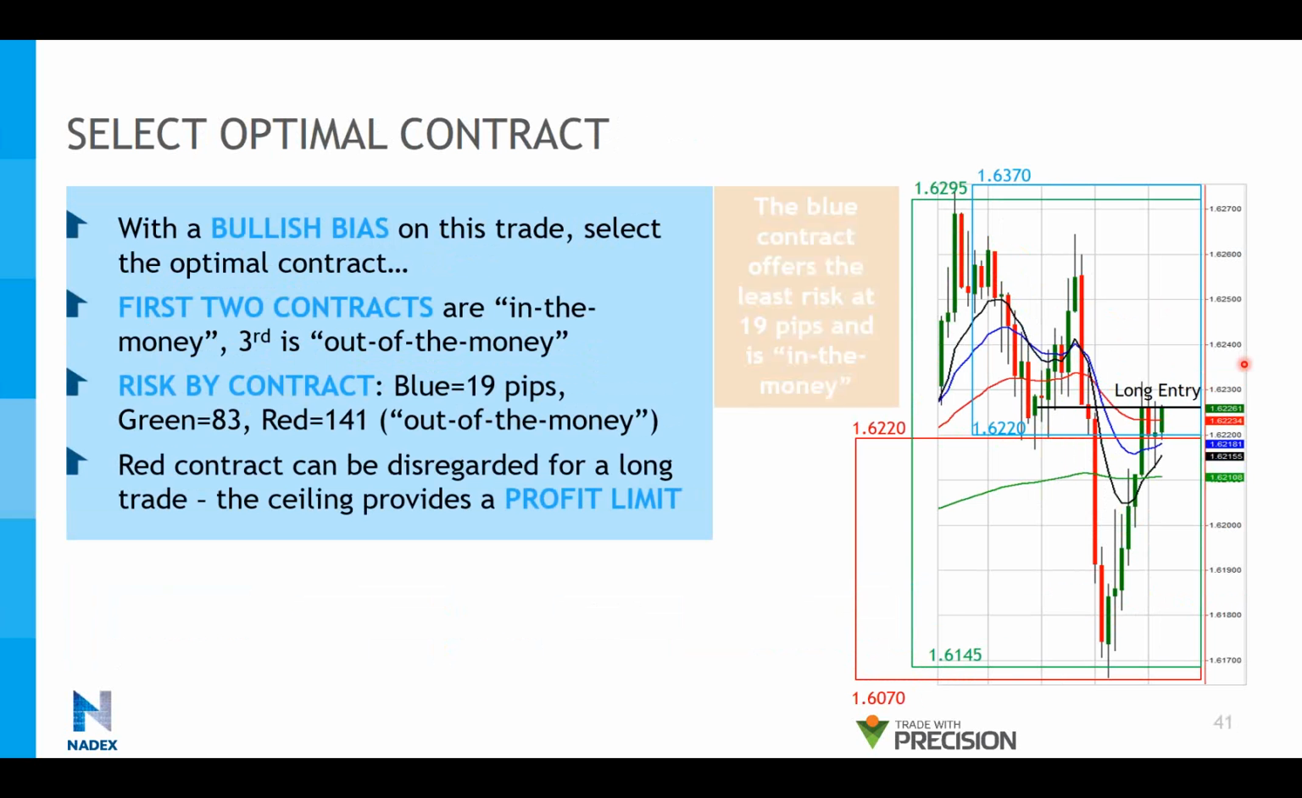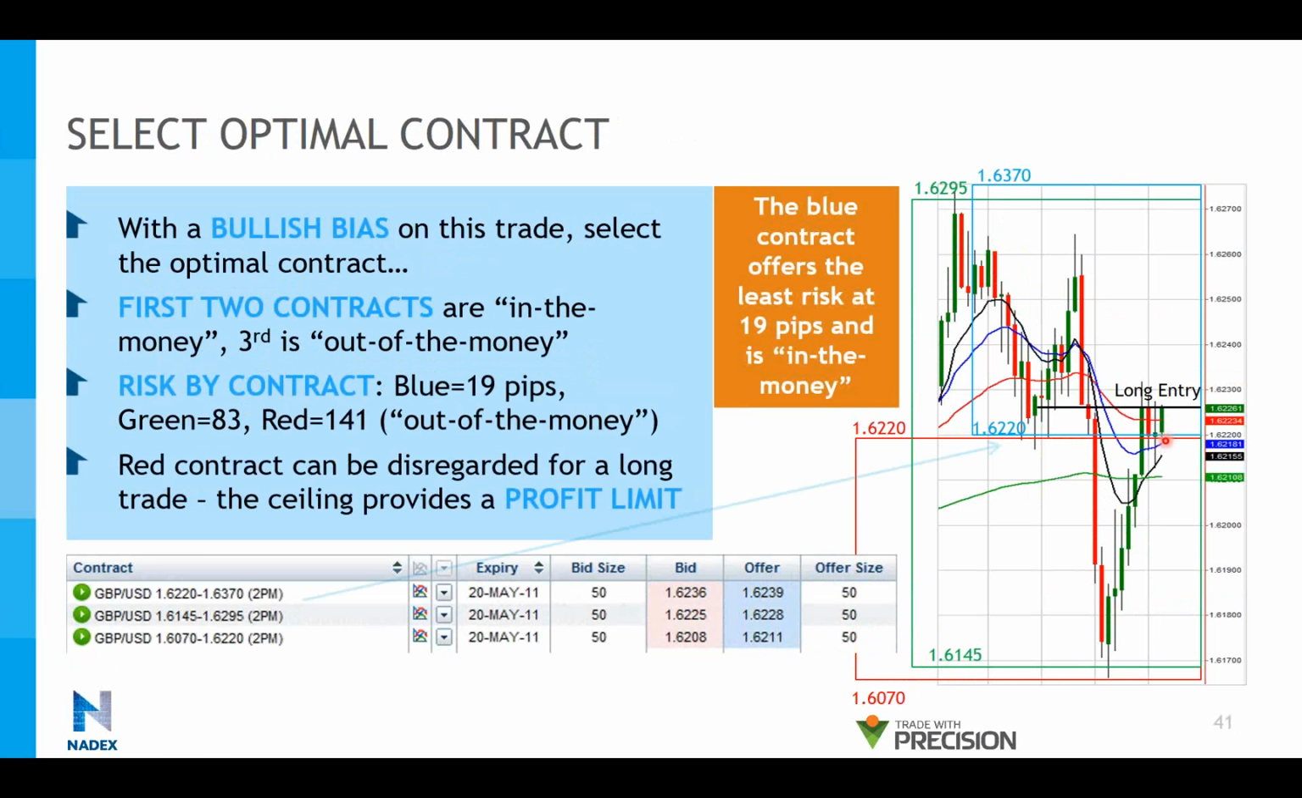Selecting the optimal contract with a bullish bias here on that trade. The first 2 contracts are in the money, and the third is out of the money. Well, where does it actually start? We can see the red box here doesn't make any sense. We are bullish on this market. We want the market to go higher. We are sitting already above the ceiling. Doesn't make any sense at all.